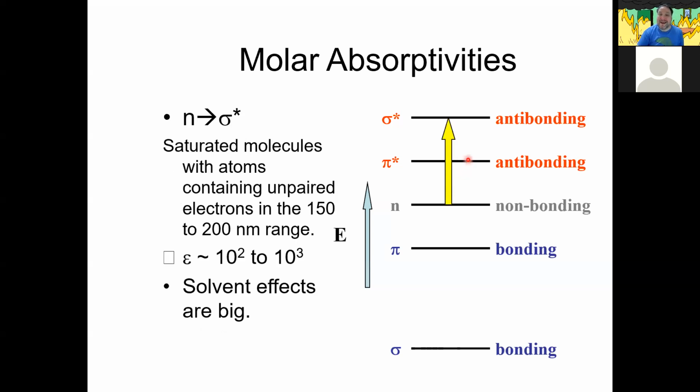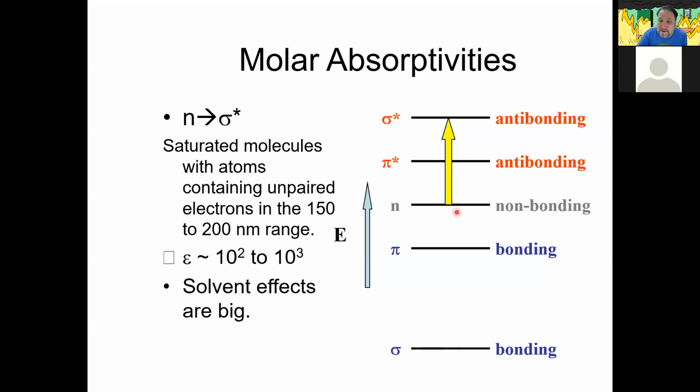If you are looking at an n to sigma star, so a non-bonding up into an anti-bonding sigma orbital, those are going to occur in saturated molecules containing unpaired electrons, and you'll see them in the 150 to 200 nanometer range. They're going to have an extinction coefficient that's small, 10 to the 2, 10 to the third, so you're not going to get a very strong absorbance, and those solvent effects are pretty big.